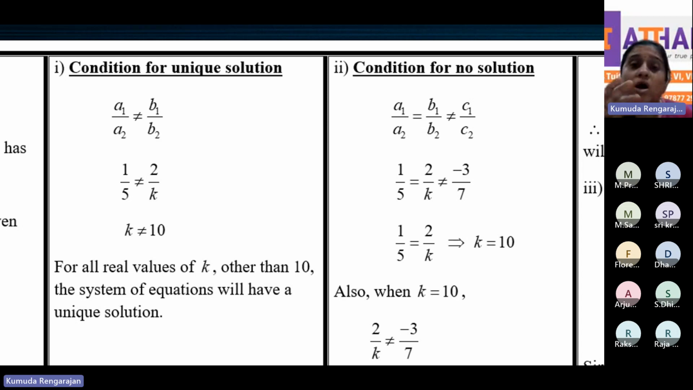That means for all other real values of k, except 10, the system of equations will have a unique solution. If you want the pair of equations to have a unique solution, k should not be 10. k can be anything other than 10. There are so many real values other than 10. So for all real values of k other than 10, the given system of equations will have a unique solution.